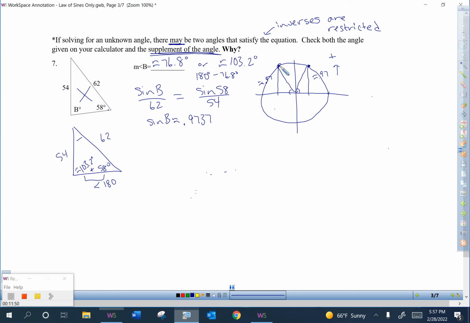Last thing I want to point out is just one more thing with this idea. We're saying that the sine of 76.8 degrees is the same as the sine of 103.2 degrees. I hope that's familiar to you, because we're saying that the sine of one angle is the same as the sine of 180 minus the angle, the supplement. This is literally our supplement theorem, and that was our visual for it from chapter 4.